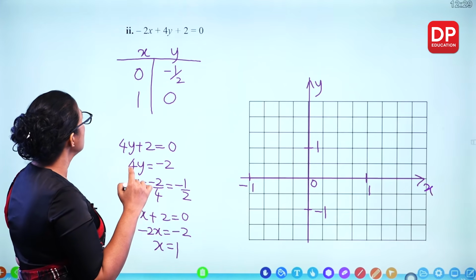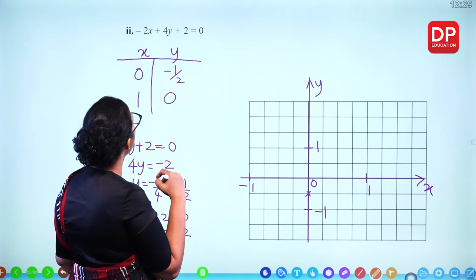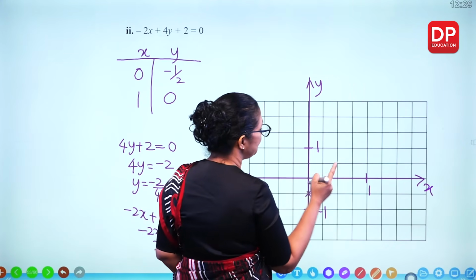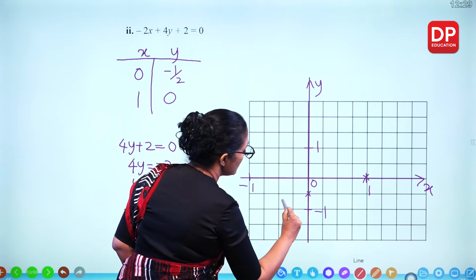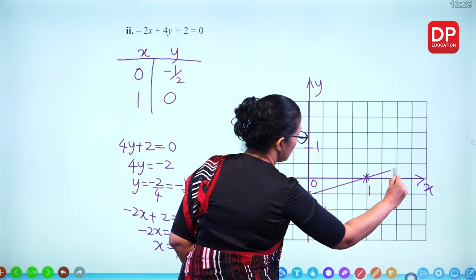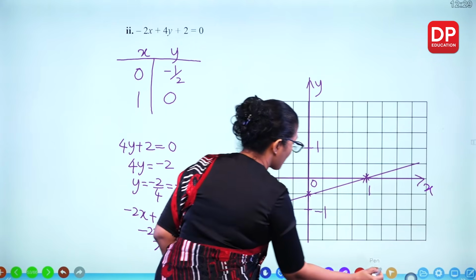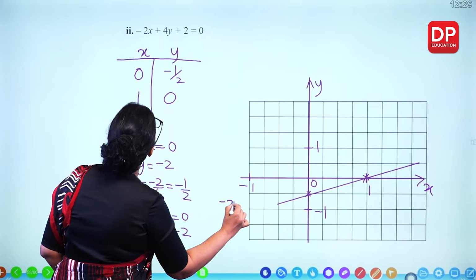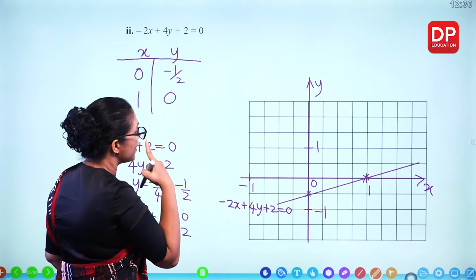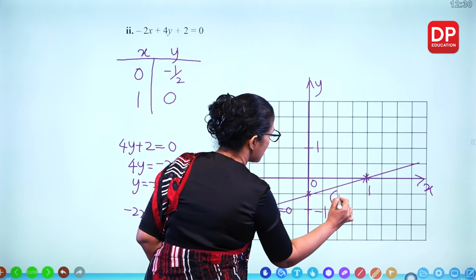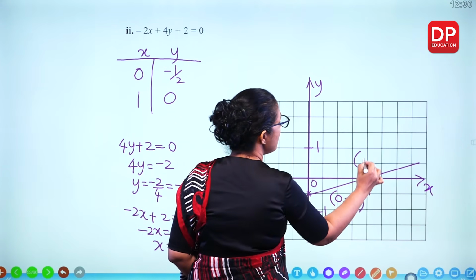Now we'll mark it. 0 with minus half is here. 1 with 0 is this point. Now we'll connect it. You get this line. What's the line? Minus 2x plus 4y plus 2 equals 0. What are the coordinates? 0, minus half and 1, 0.